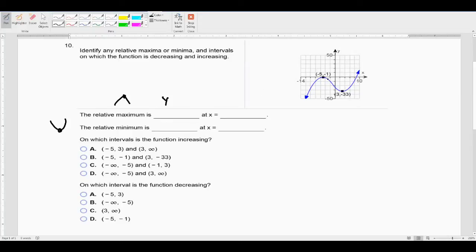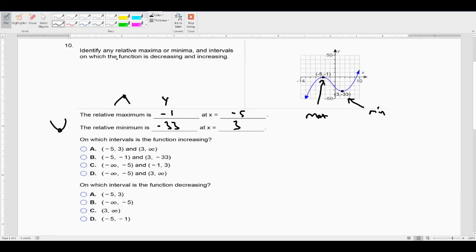So if you look, this is a maximum. That y value at that point is negative 1, at the x value negative 5. Now this point is like in a valley. If it's a maximum, you're on the mountaintop. Minimum, you're in the valley. Sometimes you're on the mountaintop, sometimes you're in the valley. And so that y value is negative 33 for the minimum, and the x value is a positive 3.